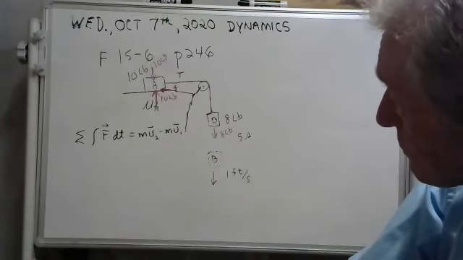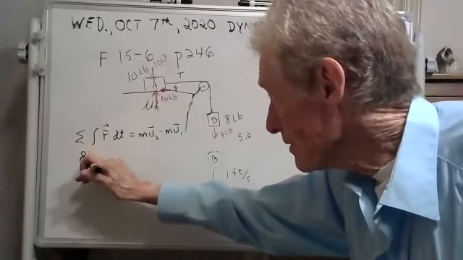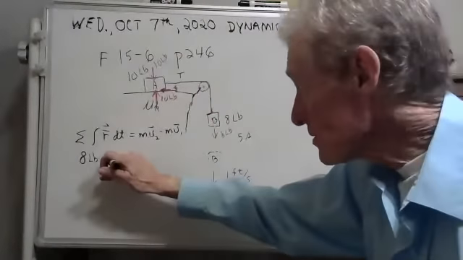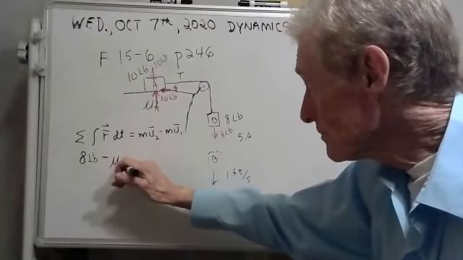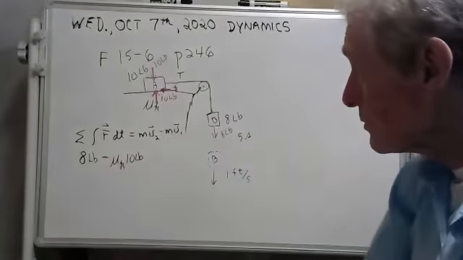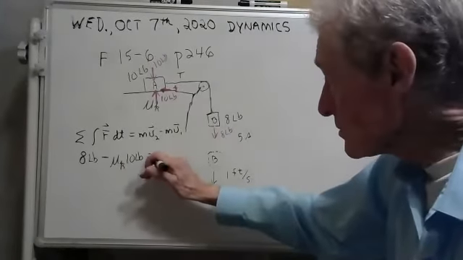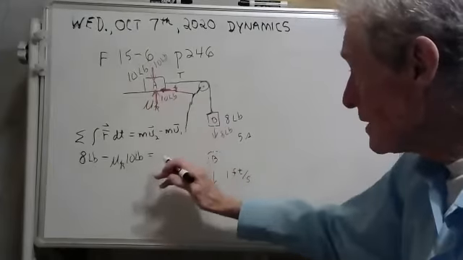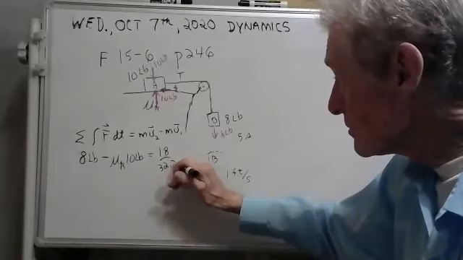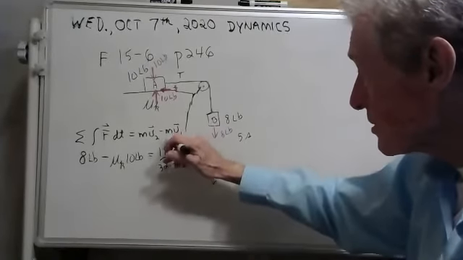So here's what you got for forces. You got 8 pounds making the thing go like that, minus the friction, which is mu sub k times your 10 pounds. Trouble is we don't know what mu sub k is. But that's going to equal the mass, which for the whole thing is 18 pounds divided by 32.2 slugs, times the final velocity. This is 0, I think.